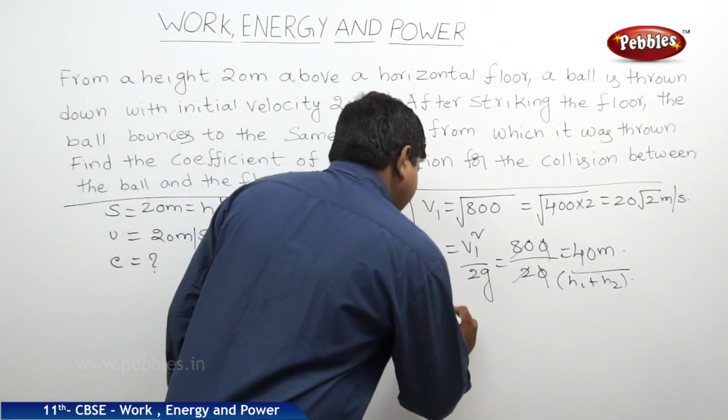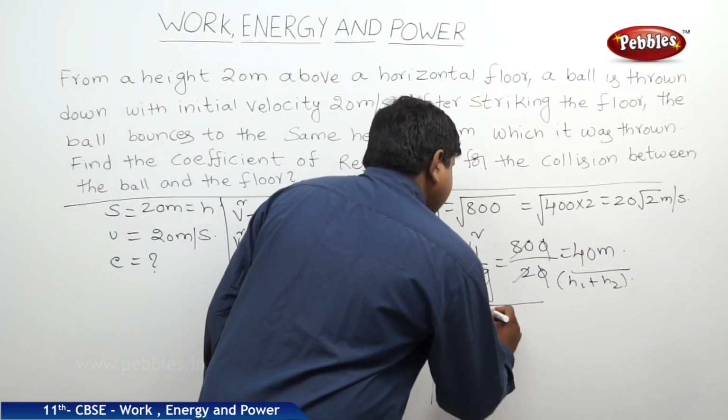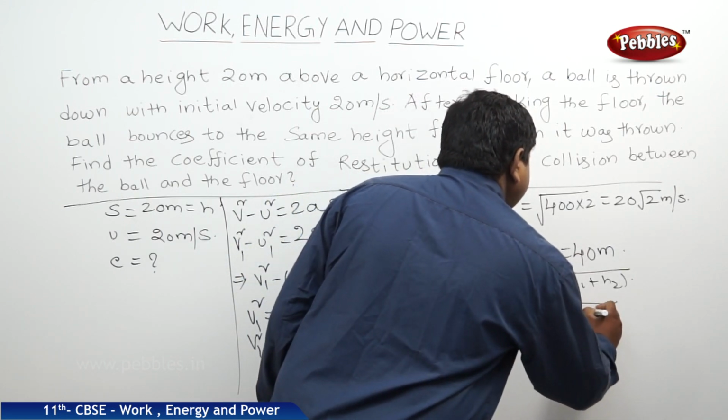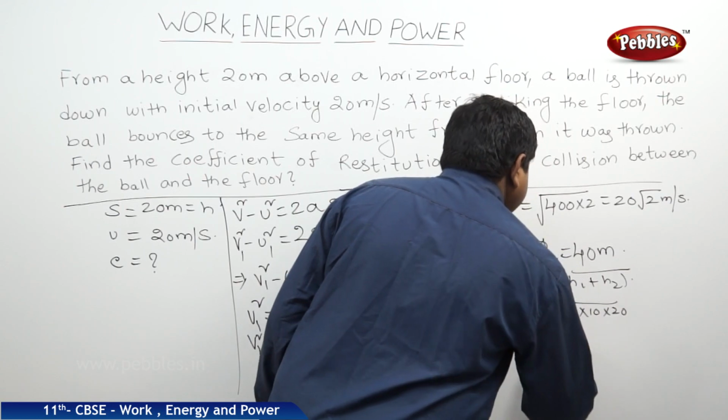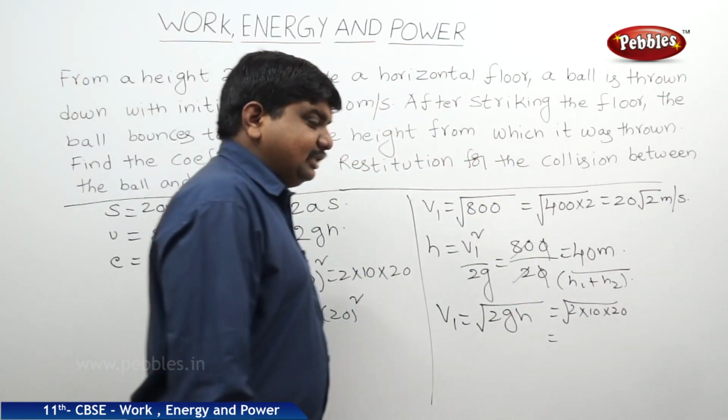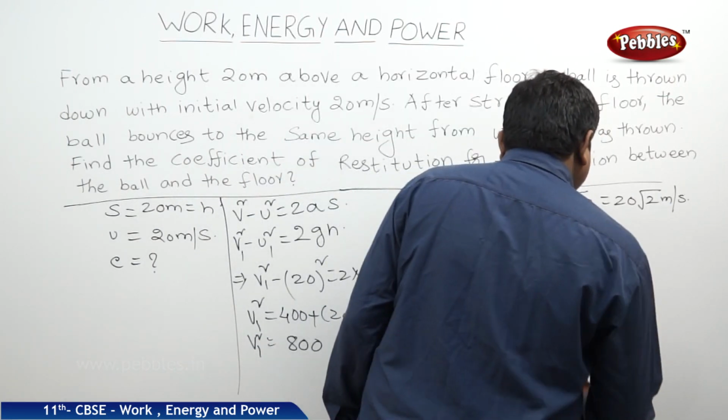From this expression we can write v1 is equal to square root of 2gh, therefore it is 2 into 10 into 20. 2 into 20 is 40, 40 into 10 is 400, so root of 400.